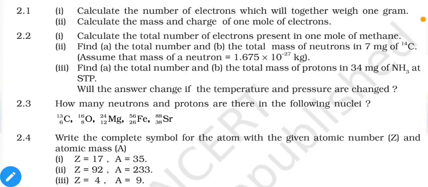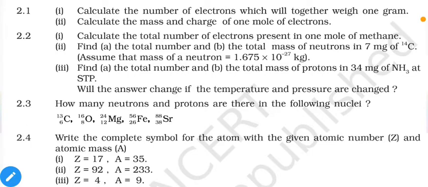Next is find the total number and total mass of protons in 34 milligrams of NH3 at STP. So here, after finding the number of moles, the remaining method will be the same as we discussed in C14, but you have to find the total number of moles for ammonia first. So here 34 milligrams of ammonia is mentioned.